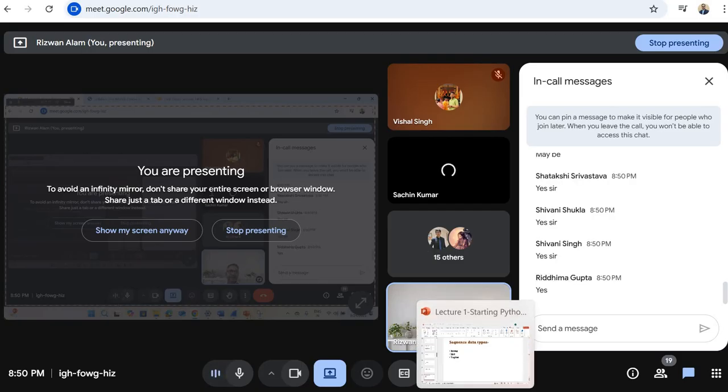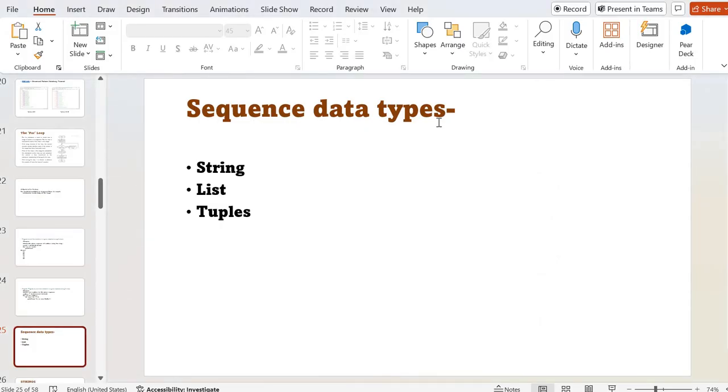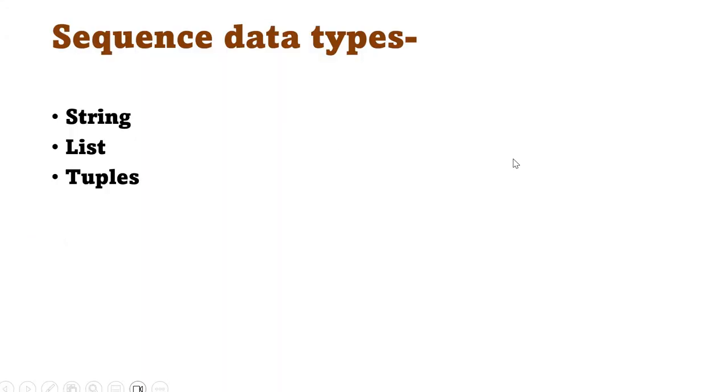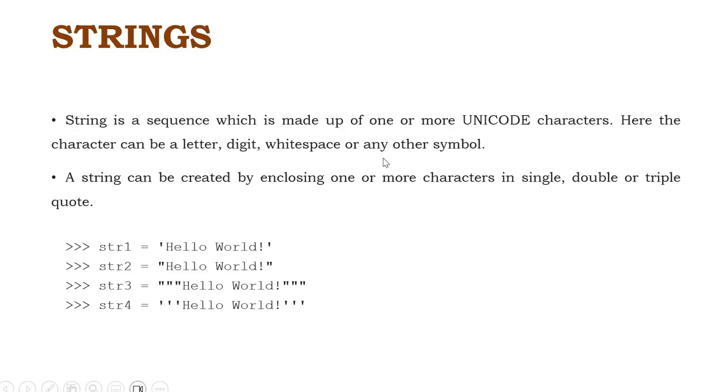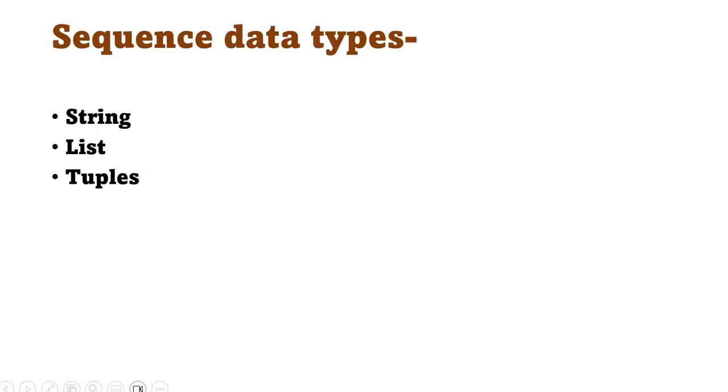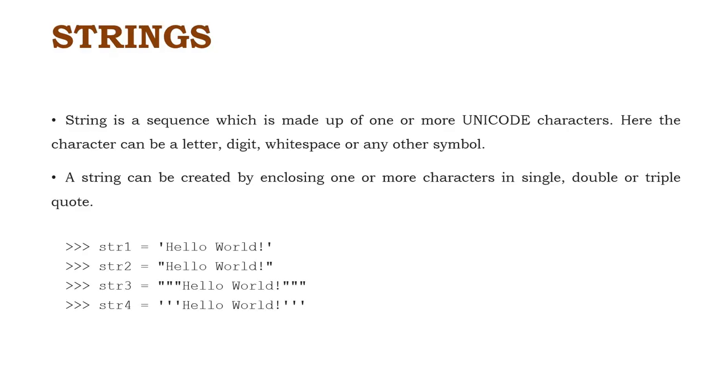So what I am going to tell you about these sequence data types, because these are very important data types and we frequently use these data types in our programs and projects of Python or AIML. That's why I am going to tell you about this. So let me tell you about sequence data types: string, list and tuples. Let me tell you first about string.